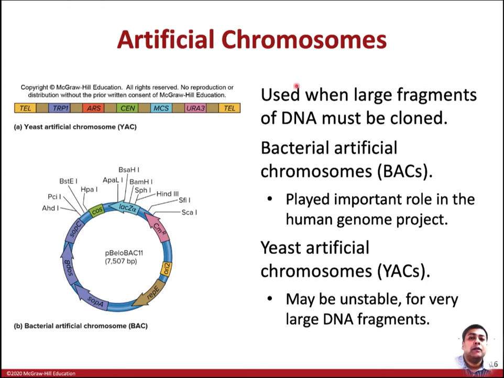So when large fragments of DNA must be cloned, for example, pieces of your chromosome, a eukaryotic chromosome, which could be even 1 million base pairs, which is 1000 kb. Is it possible? Yes, it is possible as well. For example, let's first take a look at the bacterial artificial chromosome, or BACs. And these played an important role in the Human Genome Project as well.